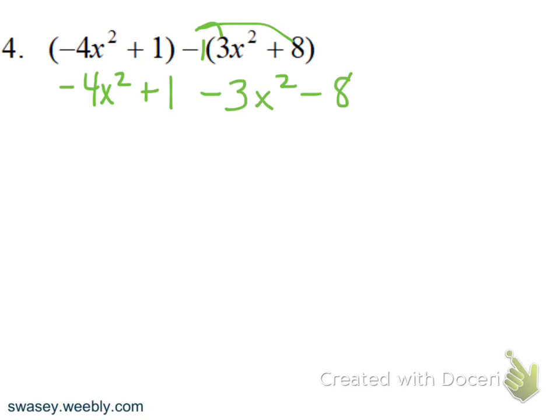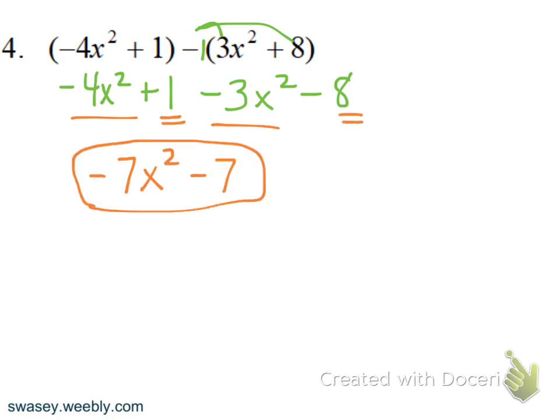Negative 4x squared plus negative 3x squared is negative 7x squared. 1 plus negative 8 is negative 7.